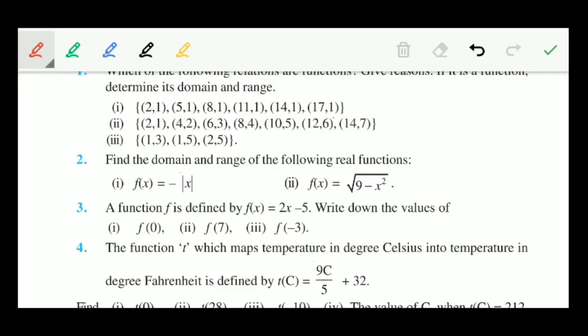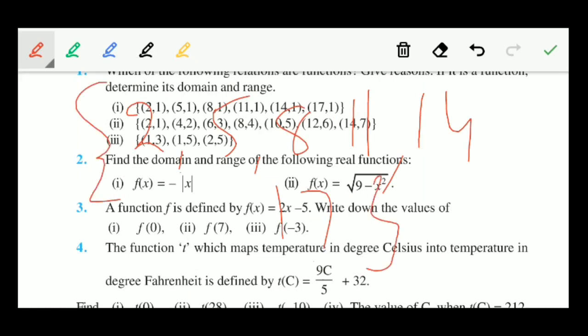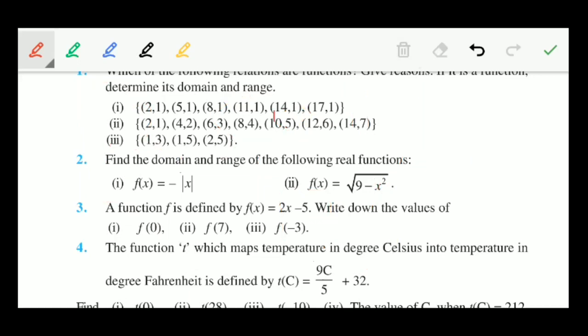See, the domain of the first part is 2, 5, 8, 11, 14, 17. So this is the domain of this function. And what is the range? You can see its range is only 1. So the range of this function is 1.